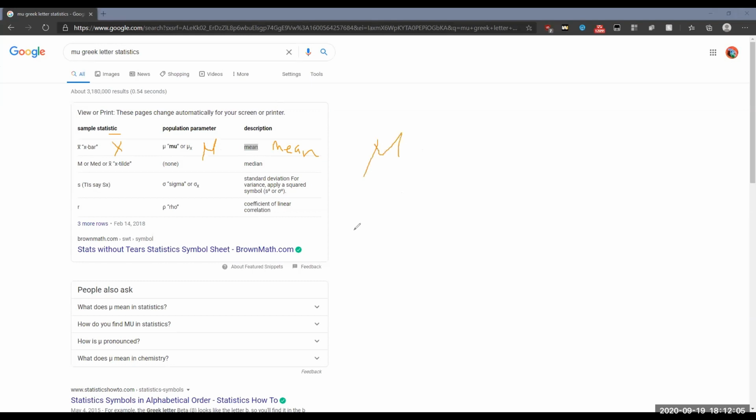In physics, you have the coefficient mu k for kinetic friction, and mu s for static friction.